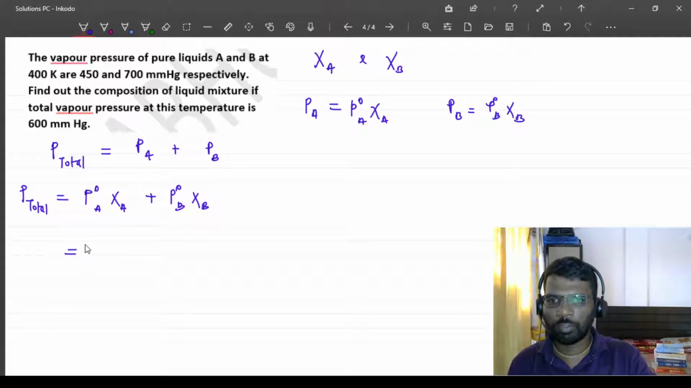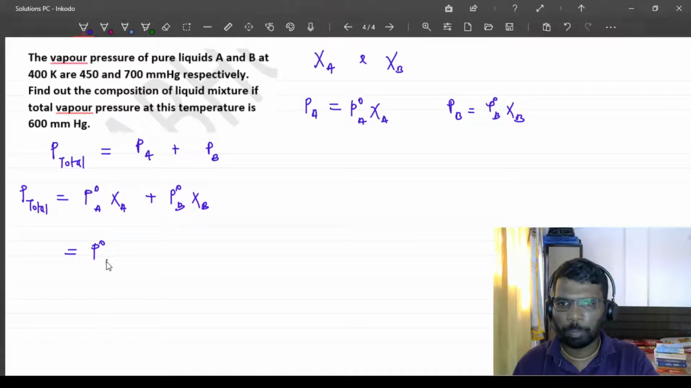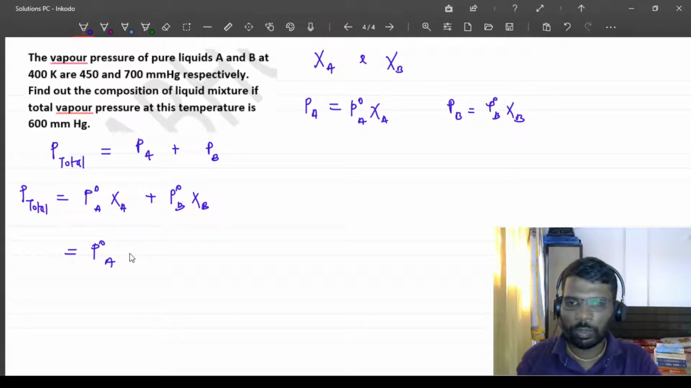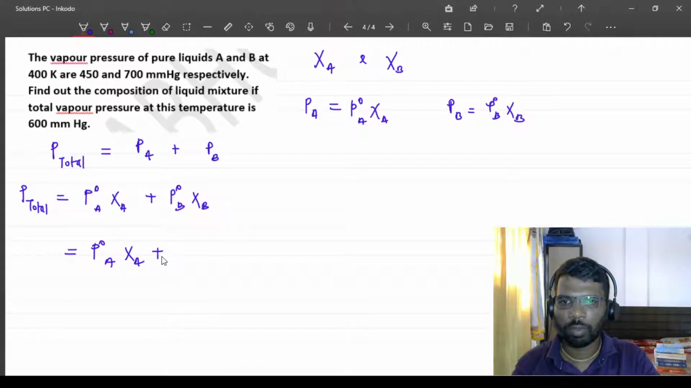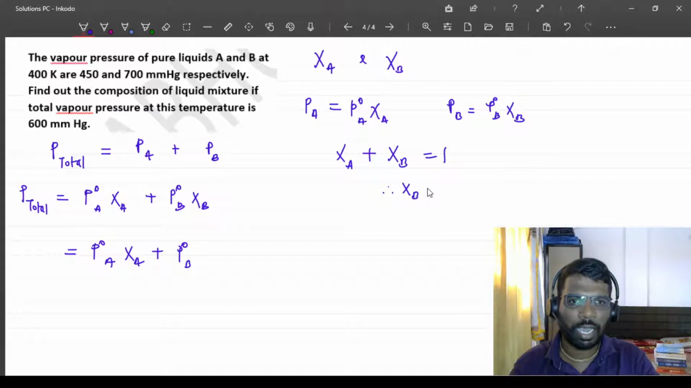So here further I will write this component in terms of mole fraction: P naught A into xA or chi A, P naught B, I can write this xB, right? Since we know that the sum of the mole fractions of the two components is always equal to 1, that is chi A plus chi B is equal to 1. So therefore I can write chi B is equal to 1 minus xA.